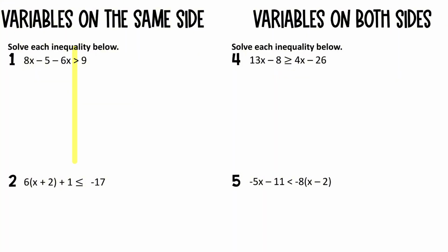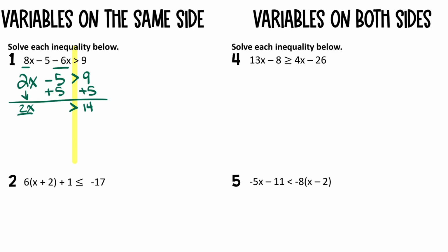variables on the same side. If you notice, I have an 8x and a negative 6x. And when you combine 8x minus 6x, you're getting 2x, take away 5, is greater than 9. Notice everything stays on their side. The inverse of subtracting 5 is adding 5 to both sides. Your 2x comes down. Negative 5 plus 5 goes to 0, and 9 plus 5 is 14.